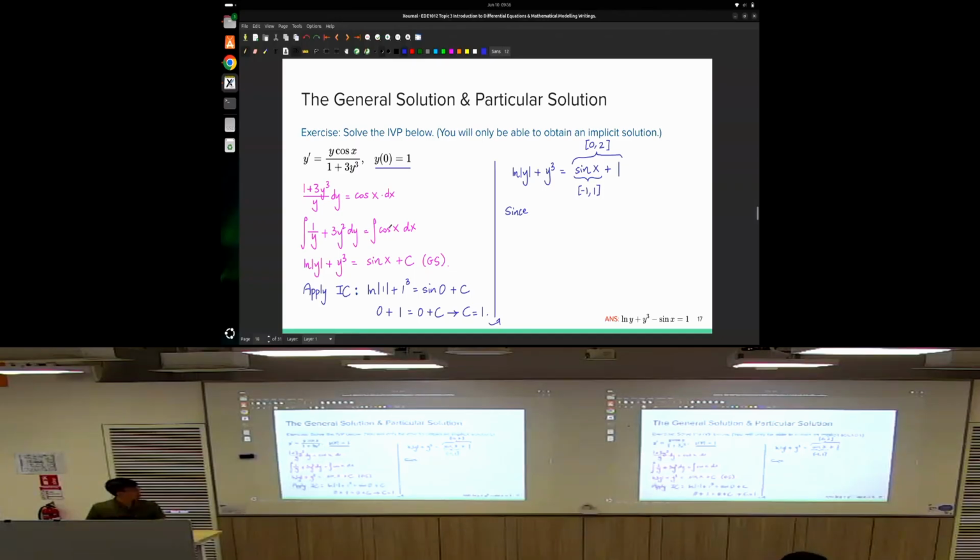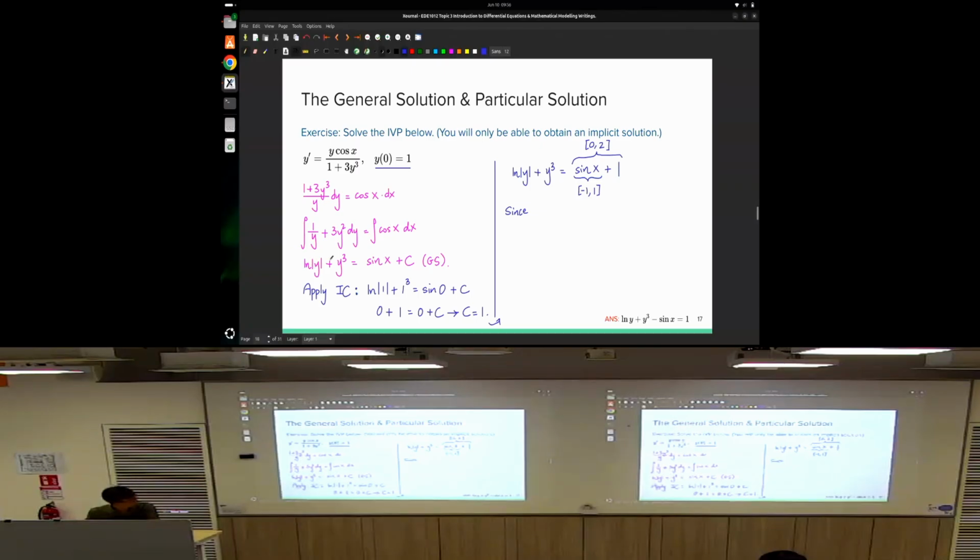Okay, so when you integrate cosine you get sine. Why? Because you must understand that differentiating sine gives cosine. In fact, if you integrate sine, you get minus cosine, because when you differentiate minus cosine, you get sine.